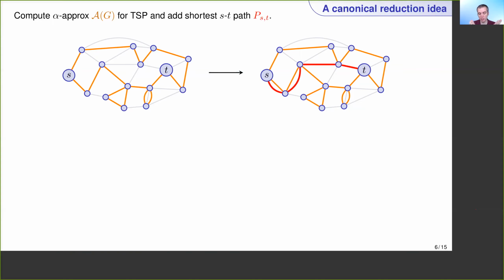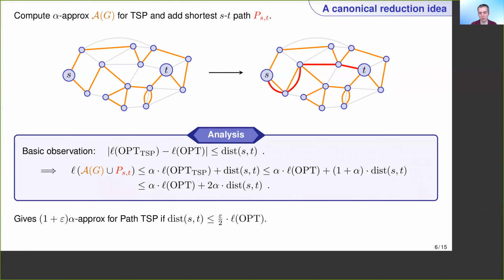And then, of course, that solution is not a path TSP solution because the degrees of S and T are even, but should be odd. This can be fixed by adding a shortest S-T path. This is going to be a very canonical idea. Let's briefly think about what kind of approximation guarantee we get through that very naive reduction. Everything here is based on the simple observation that the length of the optimal solution for TSP and for path TSP differ by no more than the distance between S and T, because one can always add such an S-T path.